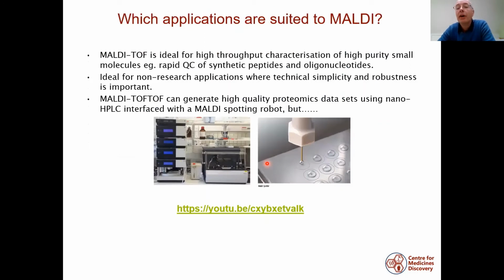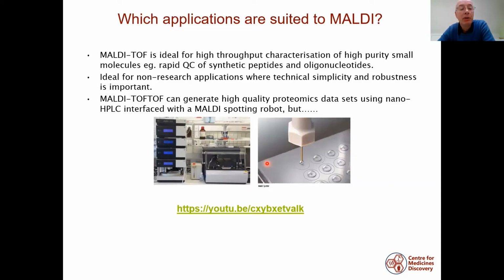So what applications are suited to MALDI? It is ideally suited for high throughput analyses because it's very fast, and typically for characterization of small molecules which are already pure. So typically MALDI TOF would be used for quality control of synthetic peptides and synthetic oligonucleotides. It's also ideal for any applications that I would describe as non-research, where the fact that it's very simple and there's very little to go wrong with it is extremely important. So you can transfer this into, say, a clinical setting.